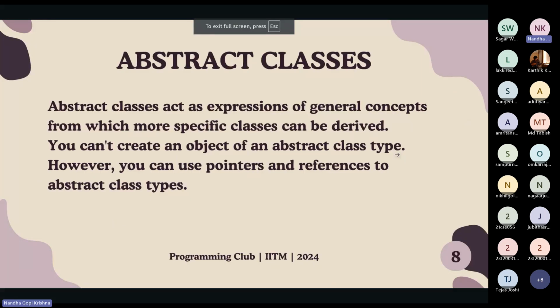As we have seen, what are abstract classes? They essentially express concepts from which more concrete classes can be derived. We cannot create an instance of the abstract class. However, we can use pointers and references to these abstract classes.